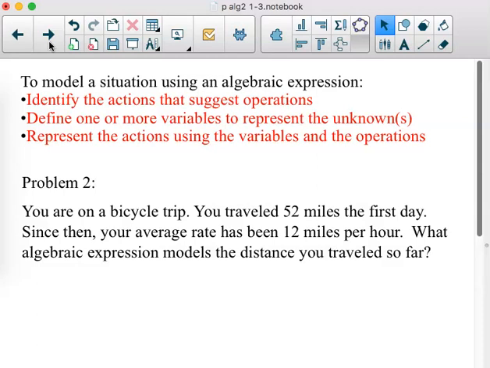Then we want to define one or more variables to represent the unknown. Which of these could vary? Which one should be the variable? Represent the actions using the variables and the operations. Put together what you know about the sum of 2 unknowns, A plus B.